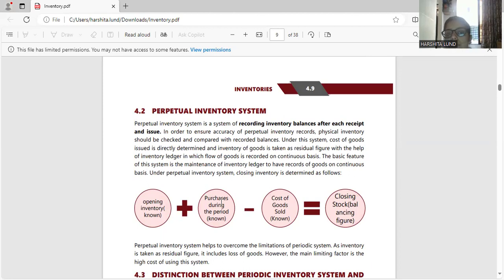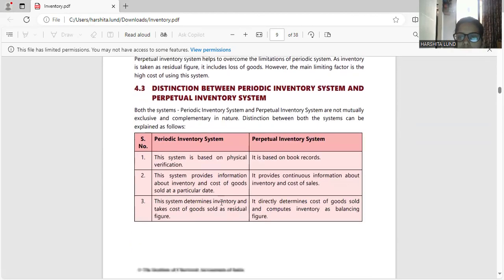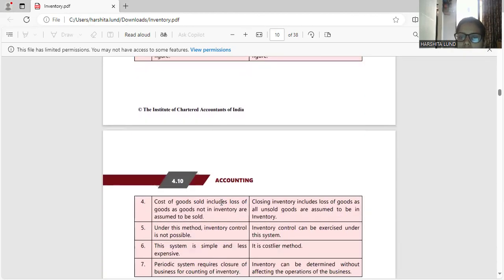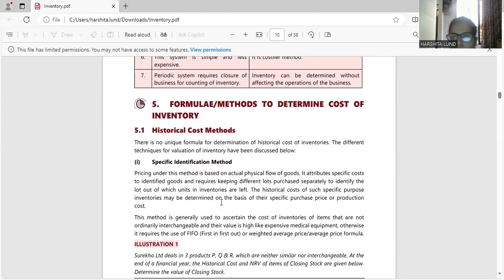the perpetual inventory system. In the perpetual inventory system, the system automatically updates the inventory. You don't have to do anything. You enter the opening, you enter the purchases, and the cost of goods sold is reduced by the system. Then it calculates the closing balance. So these are the differences. You can refer to them and ask any query if you have.